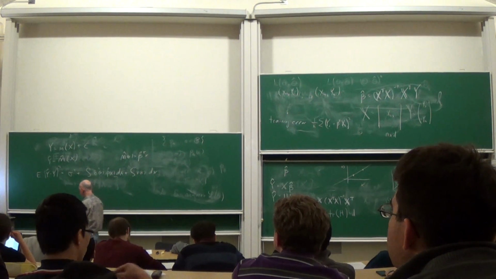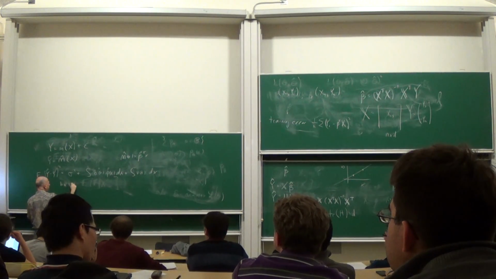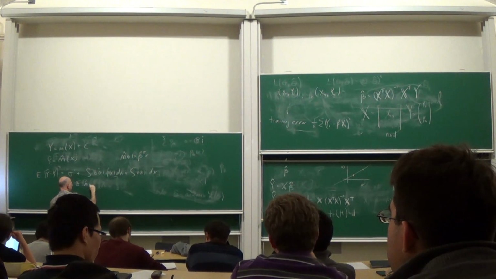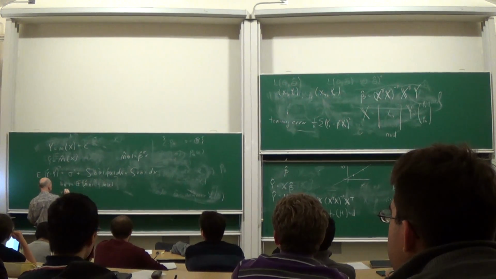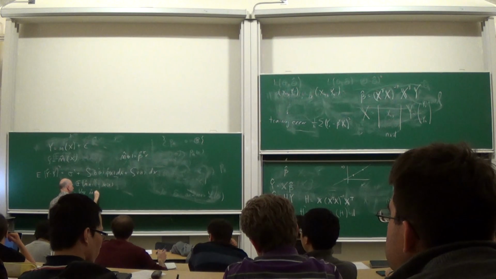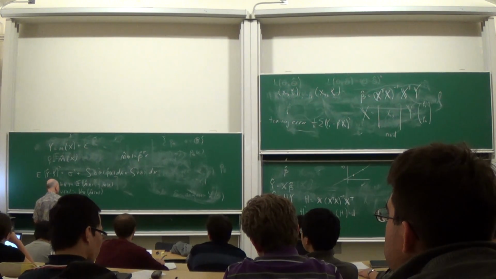Okay, so what are these three things? B of x is again the bias. V is the variance. And sigma squared is the variance of epsilon.